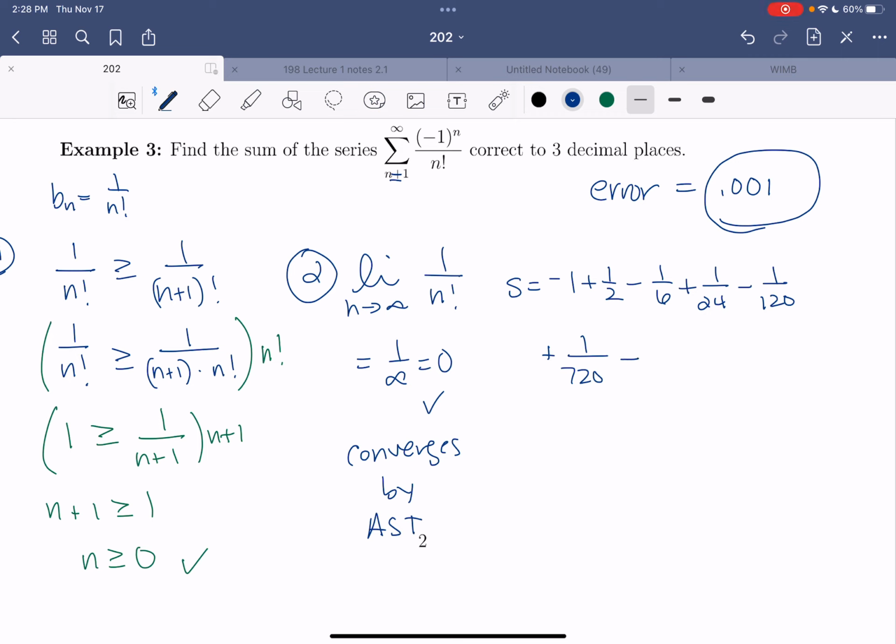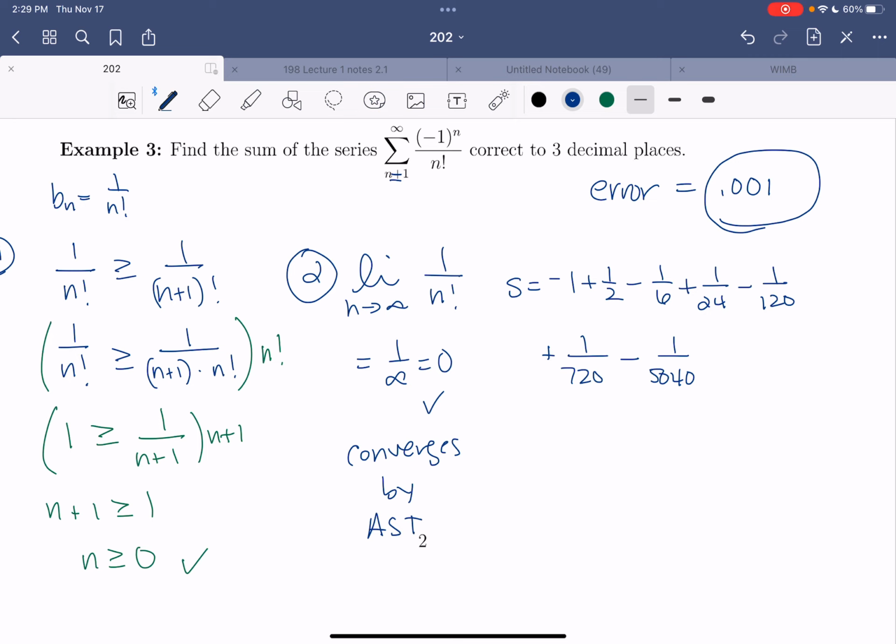So subtract, let's see, we're taking 720 times 7, and that gives us 5040. So 1 over 5040. And that one, I'm thinking that one's small enough. Yes, that one has 3 decimal places. That's 0.0001. So that means I can stop there. So I can stop there, and in fact, I can stop the step before that.